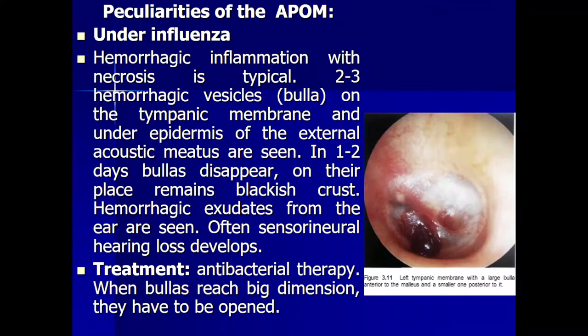And also we should know peculiarities of some other forms of acute purulent otitis media. For example, influenza. Hemorrhagic inflammation with necrosis is typical for this infection. 2-3 hemorrhagic vesicles, bullae, on the tympanic membrane and under the epidermis of the external acoustic meatus are seen. In 1-2 days, bullae disappear. In their place remains a blackish crust. Hemorrhagic exudate from the ear is seen. Often sensorineural hearing loss develops, and it requires immediate treatment.